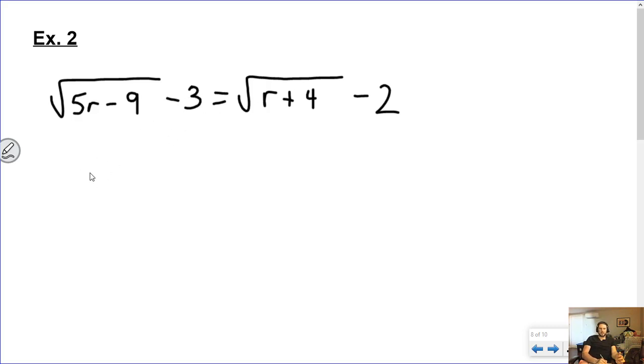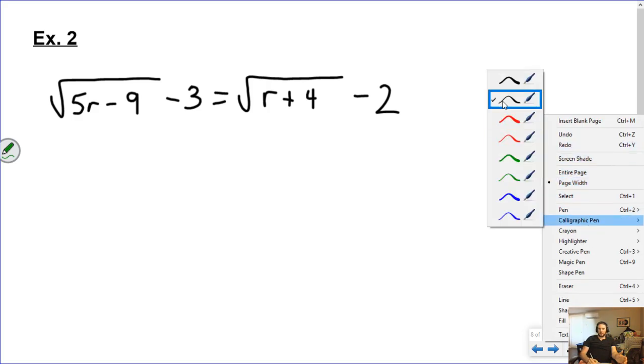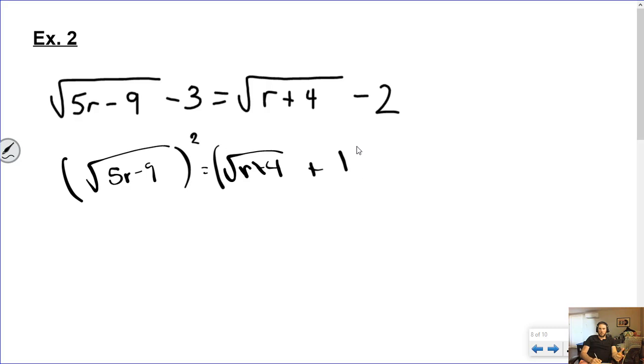So what I mean by that is on my left-hand side, I'm just going to be left with the square root of 5r minus 9 equals, on the right-hand side, I get the square root of r plus 4, but I can get rid of this negative 3 by adding it. So if I add it to here, I get plus 1. Now that they're on opposite sides, and one of my radicals is isolated, we're going to square both sides. When I square the left-hand side, the square root of a square cancels, so I get 5r minus 9.